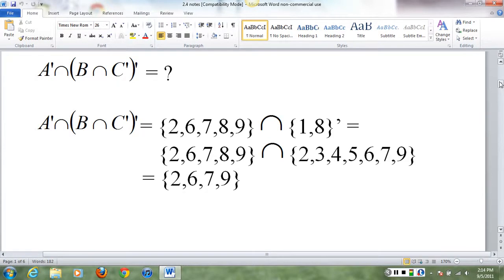Again, the idea is to work from the inside to the outside. And here again, if you want to apply De Morgan's laws and make the second part of that B prime union C, you can do that as well. Either way, in this case, you want to do the right side, that quantity first, before you find the intersection with A prime.